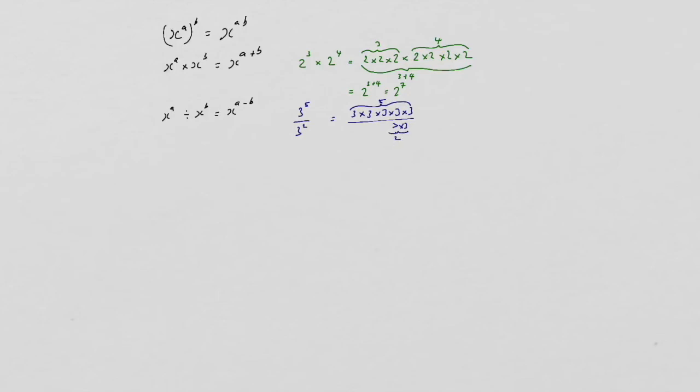And then what we do is we can cancel, and if we cancel these ones, we are left with 5, the original 5, take away the 2 that have been removed, cancelled. So that means we have 3 to the power of 5 take away 2, or 3 cubed.